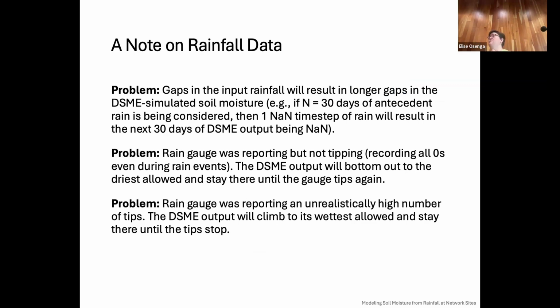If your rain gauge is reporting all zeros and not tipping, even though you know there are rain events, that will get you a simulated soil moisture at the bottom level. If your rain gauge is reporting a whole lot of tips, that's going to give you a simulated soil moisture that's very, very high. And then you'll see your simulated soil moisture does not match up with your actual in terms of temporal dynamics, because that rain gauge was doing something funny.